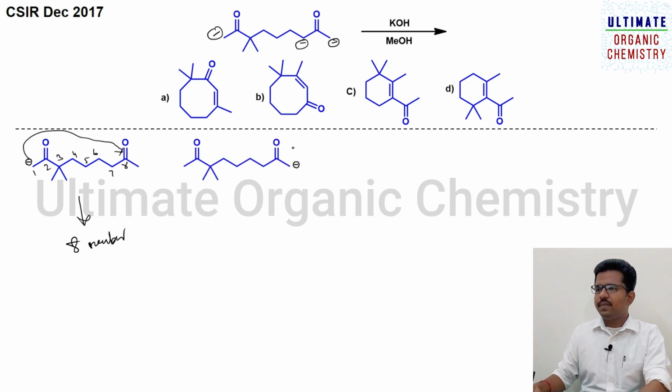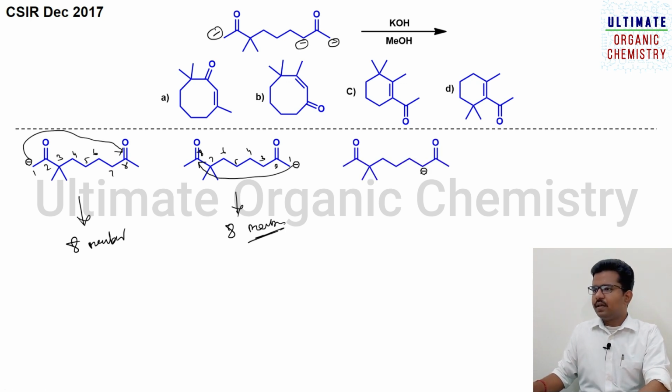We have the other possibility, that is this alpha hydrogen is attacking this carbonyl carbon, which will lead to the formation of 1, 2, 3, 4, 5, 6, 7, 8. Again you will get the formation of an 8-member ring. The other case, that is the third one, once this anion is formed, it will attack here and it will lead to the formation of, we will get a 6-member ring.